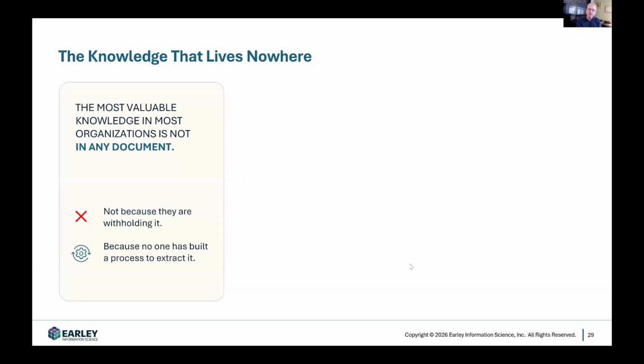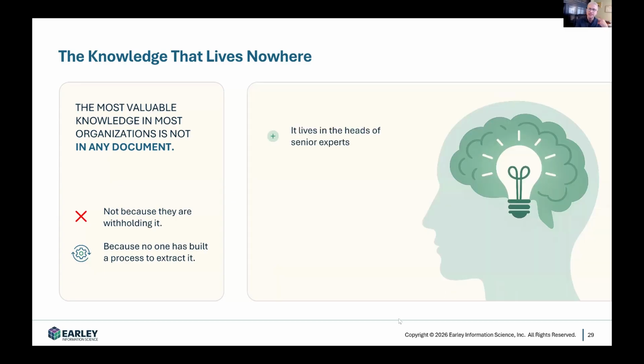So we're going to talk a little bit about a lot of the knowledge that we have in an organization is really not necessarily written down. It's not in documents. And it's not because people are withholding it. It's because nobody has built a process to extract that. This is the tacit knowledge. It lives in the heads of experts. They've not necessarily been asked to articulate what they know. So we need a mechanism to be able to start capturing that information and capturing that knowledge.